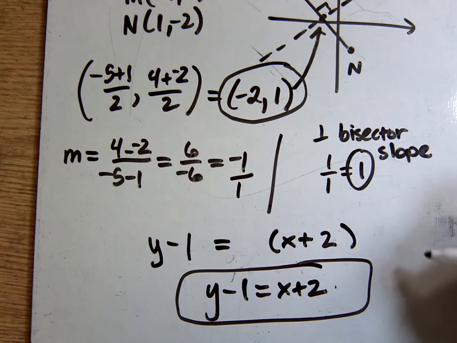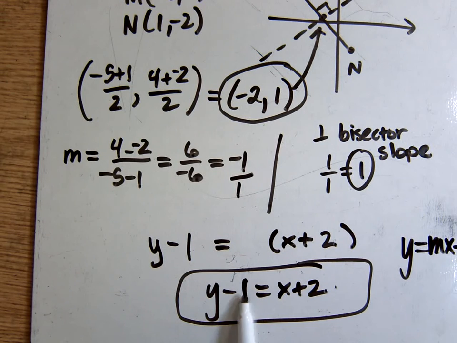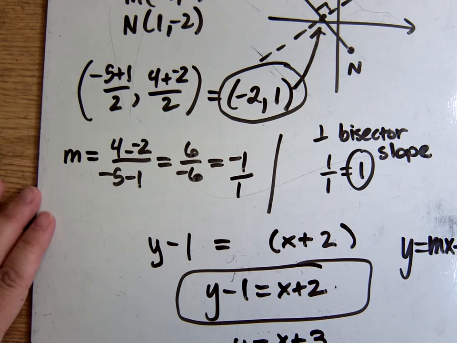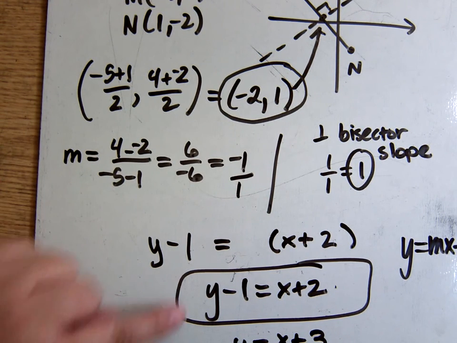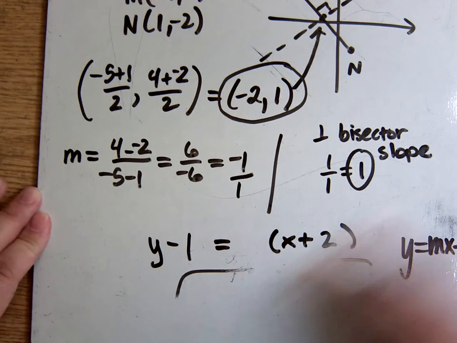That one would be very easy to write in slope-intercept form if I wanted to. Remember, the special thing about slope-intercept form is that y is alone on one side. So just move this over here, and now y is alone on one side. So that would be y equals x plus 3, because I add 1 to both sides to get y alone. But you don't have to do that. You weren't asked to put it in slope-intercept form. So you can leave it the way it is. You were actually specifically asked for point slope form, which is here.